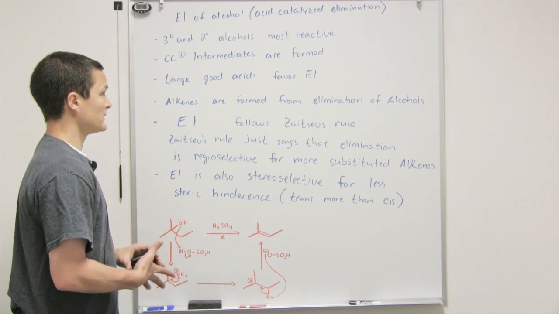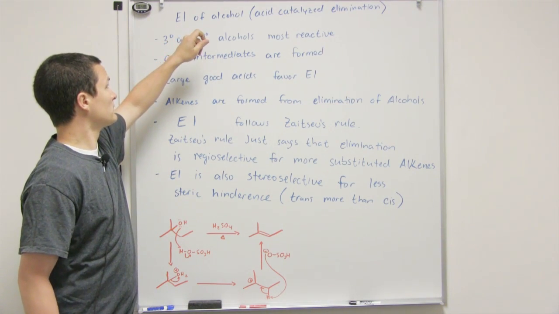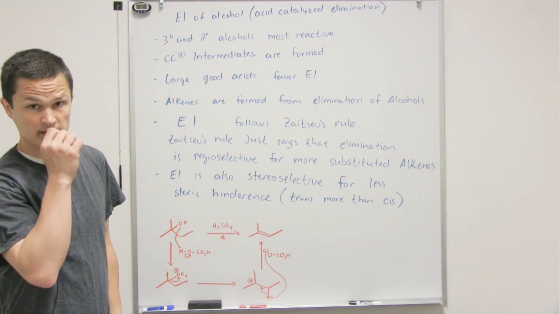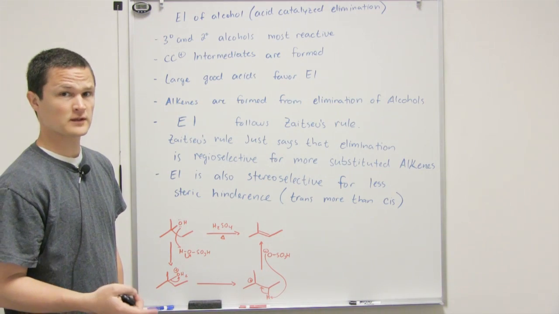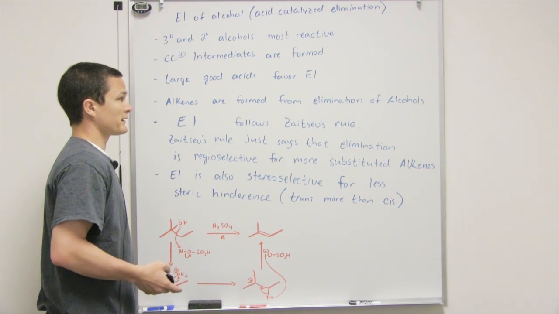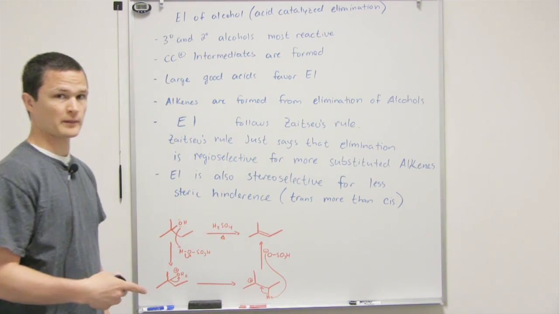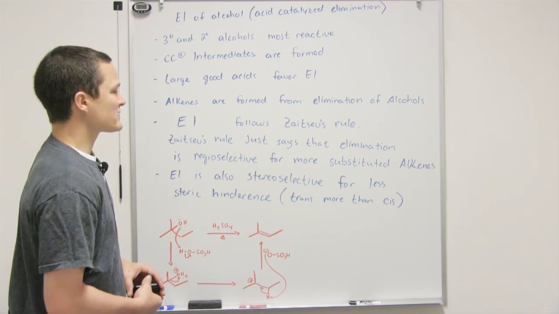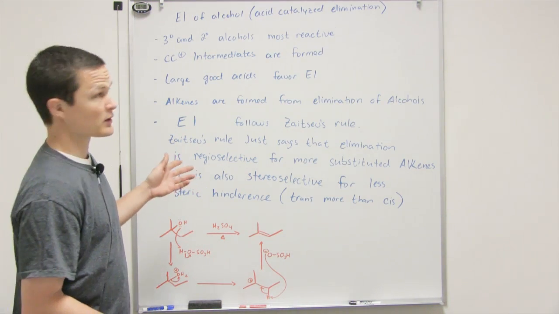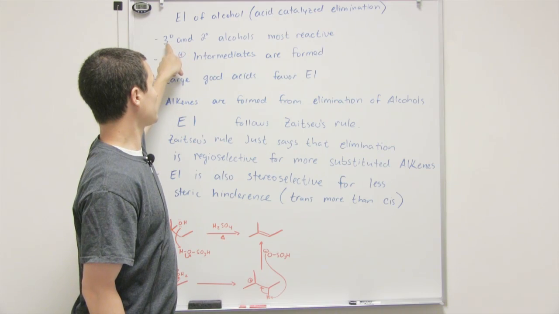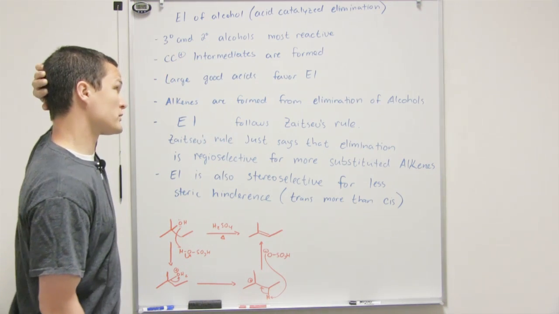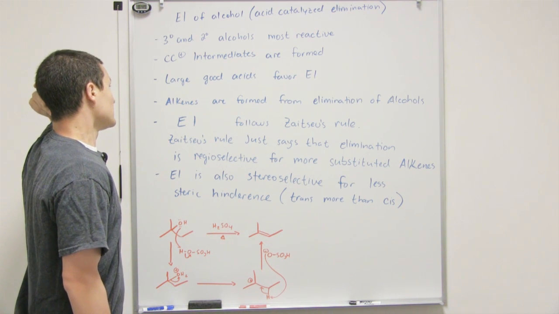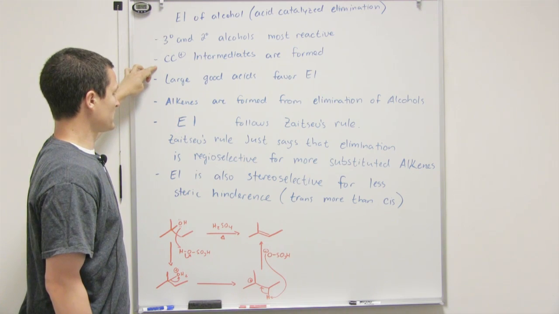We know that E1 is going to proceed by way of a carbocation intermediate. That's kind of how we define unimolecular. It means that there's one molecule involved in the rate determining step, and we're going to form a carbocation. We can see that in the mechanism. But if we're going to form a carbocation, then tertiary and secondary alcohols are going to be the most reactive alcohols toward E1. Once again, carbocation intermediates will be formed.